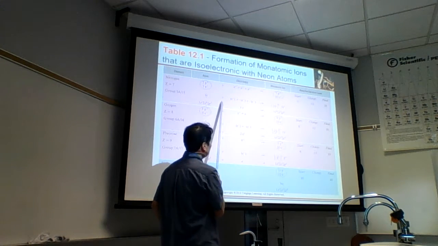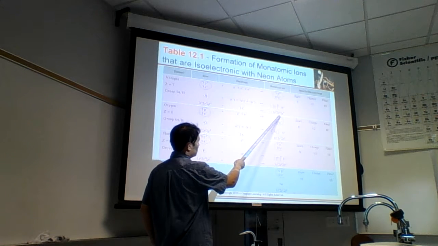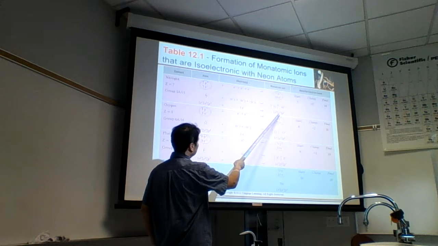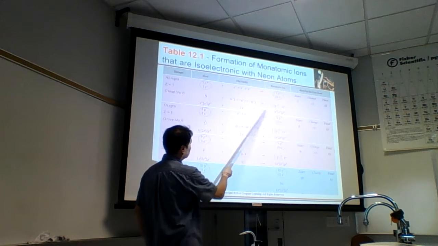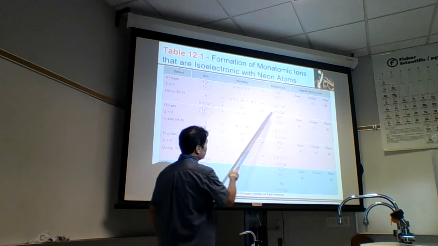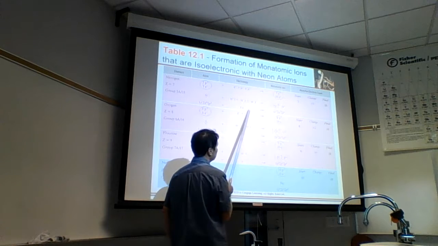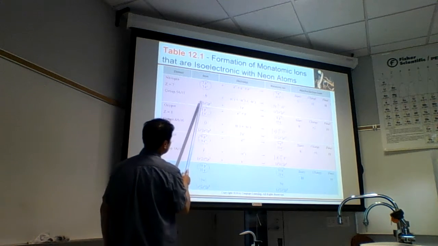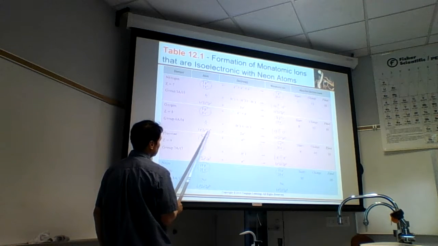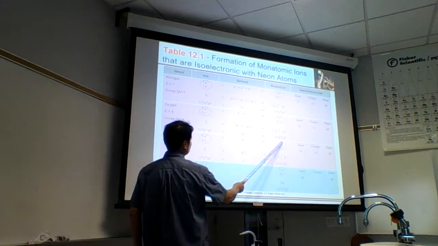In this case, gaining 3 to complete its valence shell is the easiest. If it gains 3, it'd be 1s2, 2s2, 2p3. Gaining 3 goes to 2p6 to complete that shell. This is what we call isoelectronic with neon. It has 10 electrons. Nitrogen needs 3 electrons. Oxygen here only needs 2 electrons to complete that shell. Just 2 electrons short of the shell to be completed.